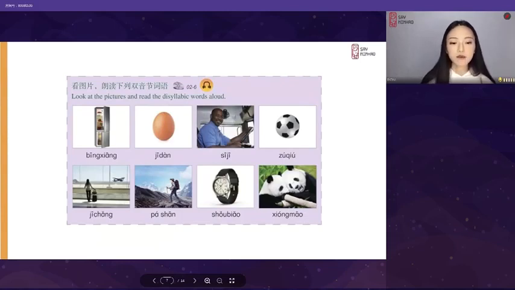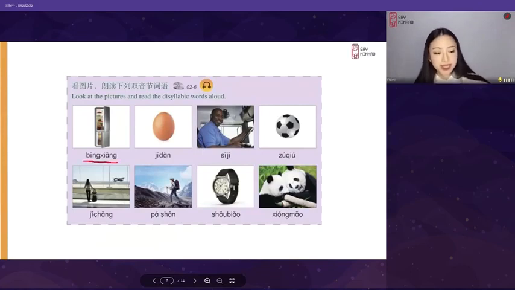Now let's try some disyllabic words. First one is 冰箱, which means refrigerator. So these two syllables are separated from here, right? 冰 is the final for the former pinyin, and 西 is the initial for the latter syllable, okay? So first one is 波音冰, the initial is 波, the final is 音, and the tone is the first tone, 波音冰.